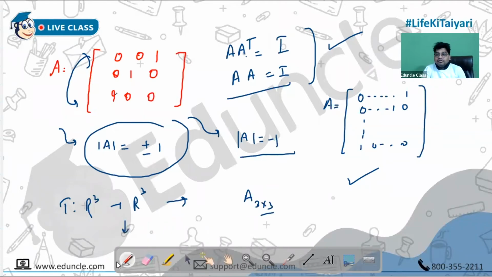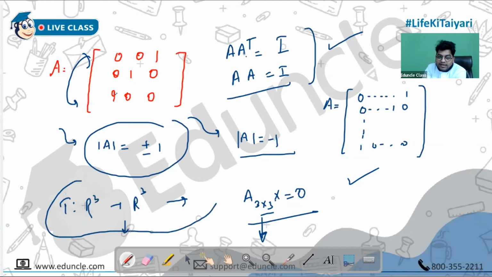If the linear transformation is 1-1, what is the meaning? The null space contains only the 0 element, that is, the null space of Ax equal to 0 contains only one element. This is an invertible matrix. Yes or no? Null space of Ax equal to 0 contains only 0 element, it means this is invertible. So in the case of matrices, if a matrix is 1-1 then it is onto always, because 1-1 means invertible.